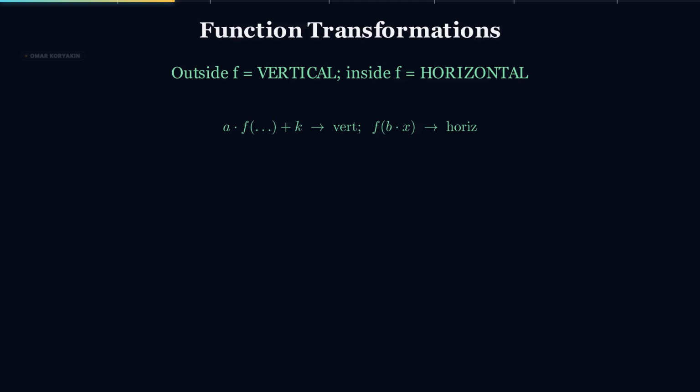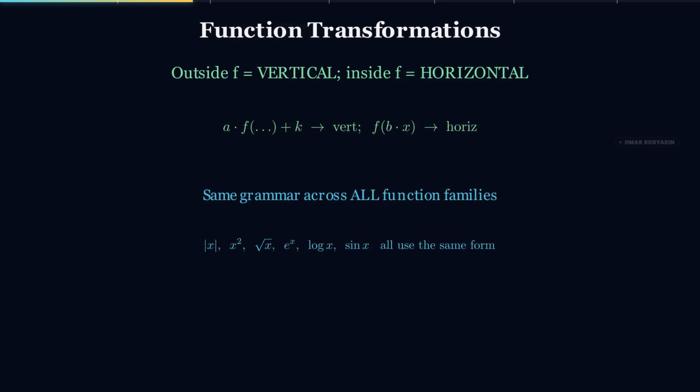Horizontal shift by h: every point on the parent graph moves right by h units, with negative h moving left. Horizontal scaling by b: every point's x-coordinate is divided by b, compressing for absolute value of b greater than 1 or stretching for less than 1. Vertical scaling by a: every y-coordinate is multiplied by a, with negative a reflecting across the x-axis. Vertical shift by k: every point moves up by k units.